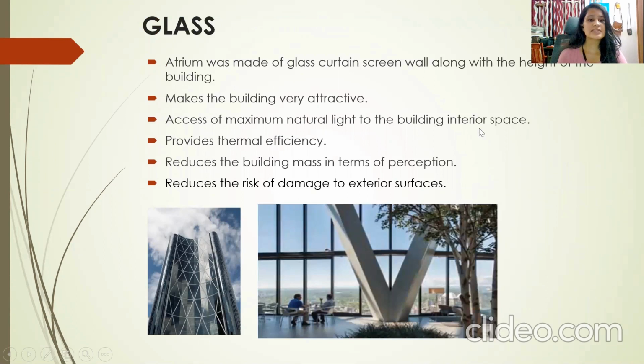Next one is glass. So in Bow Tower, the atrium wall was made of glass curtain screen wall along the height of the building, and it makes the building very attractive in terms of aesthetic sense. It provides access of maximum natural light to the building interior space. So it helps to make use of maximum daylight. It provides thermal efficiency to the building also.